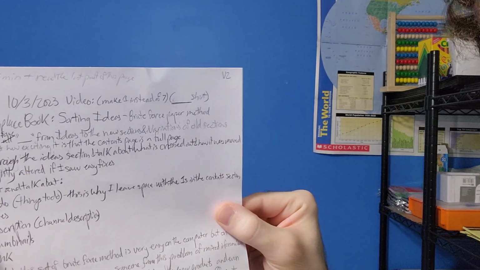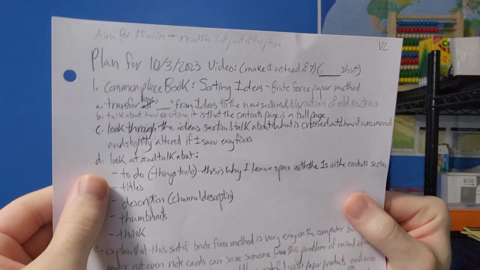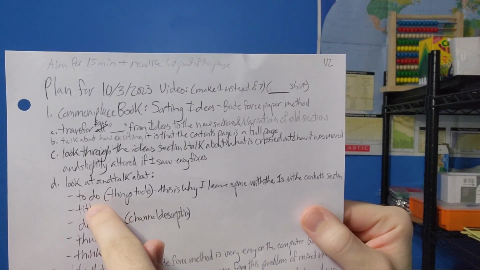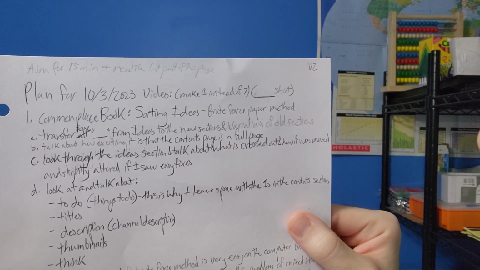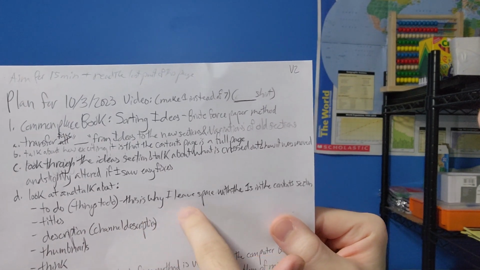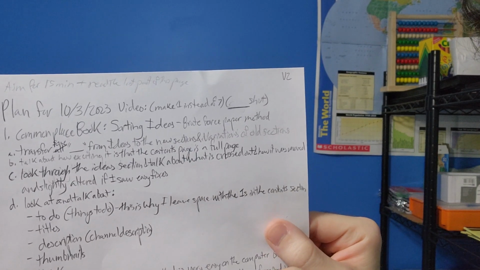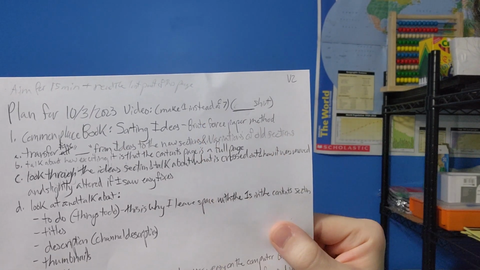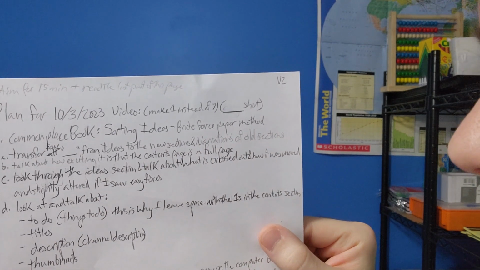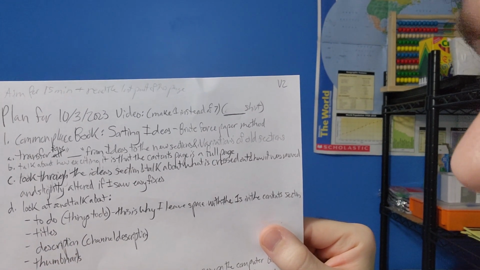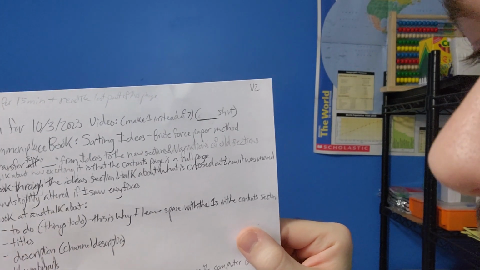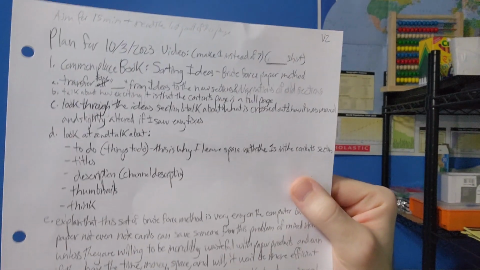So look at and talk about, that's right, to do. That was the thing I marked some ideas as, but those are going to go in things to do, obviously. And I'm not sure if you saw at the beginning, but I had 1s and 2s listed, whereas in the past it was just 1s. So that'll be titles, descriptions, thumbnails, and think. I'm not really sure why 4 of them are T's. They just happen to be. I guess that was what I just happened to be interested in at the time.